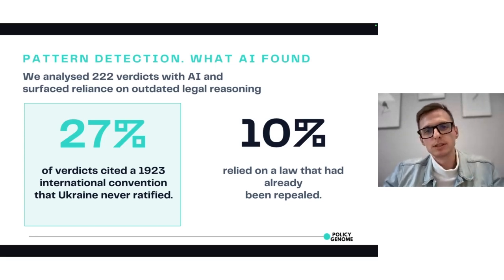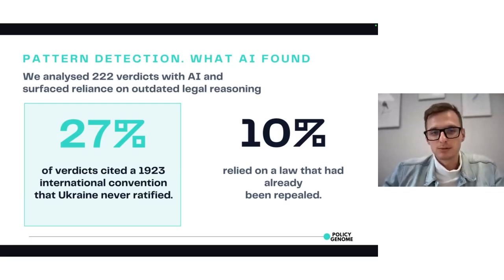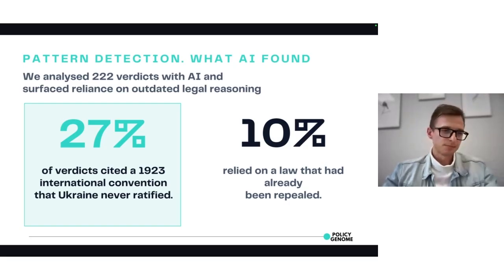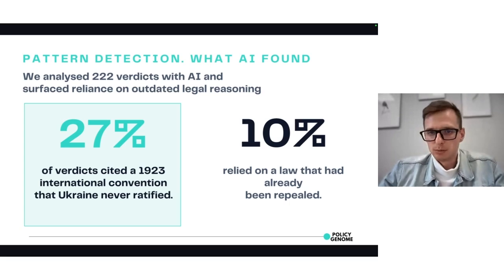This is the case that could be scaled and replicated. So what we've done, we took hundreds of verdicts, and with AI, we analyzed them to find different inconsistencies. And what we found with AI using court open data is that every 10th court verdict actually quoted the repealed law. And 27% of court decisions mentioned the convention that Ukraine never ratified. Why is this case so important?